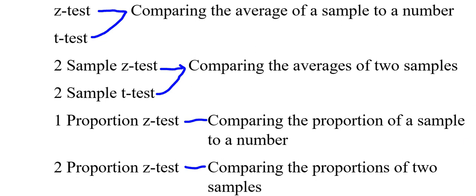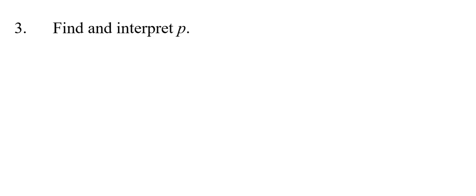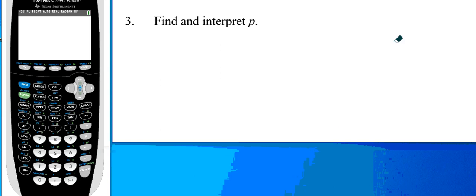Okay, third step. It says find and interpret P. Now here's the nice thing. We don't have to do any calculations for this. There are formulas for each of those, but we're not going to do those. Instead, we're going to let our calculator do all the work for us.